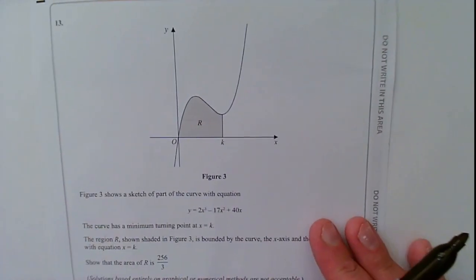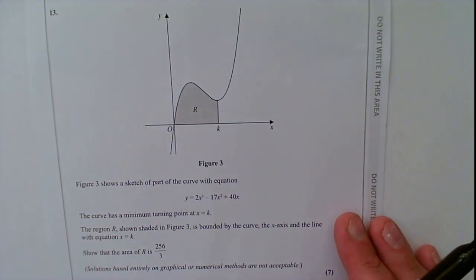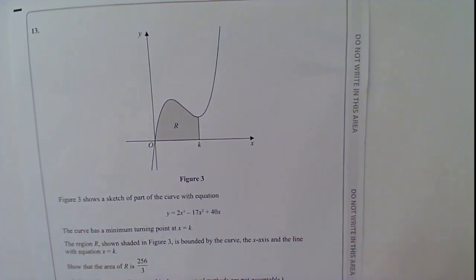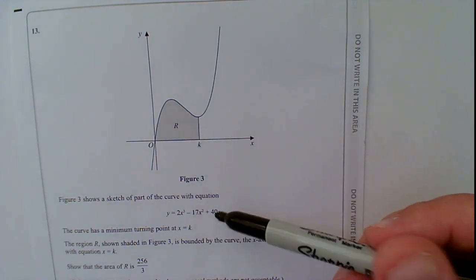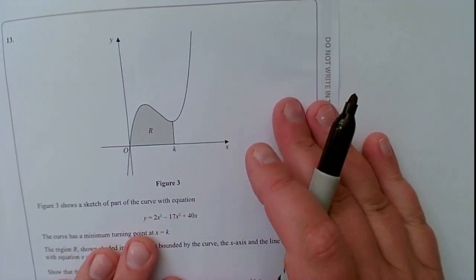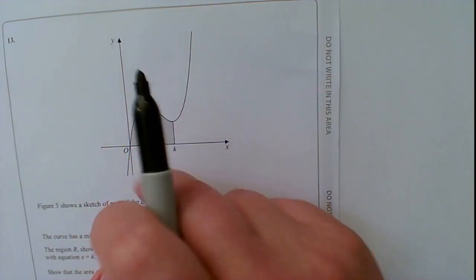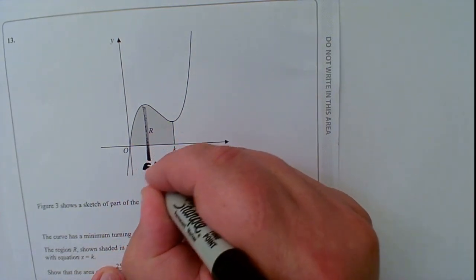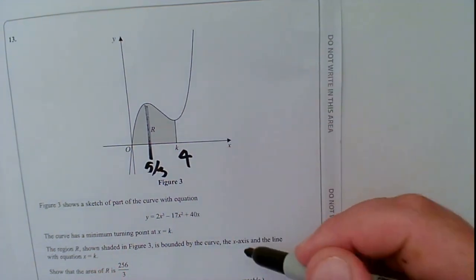Question 13 is your question about area under graph. It's an integration question. I think most of us were okay with it. It says we've got a turning point there, so we needed to differentiate this and set it equal to 0. You should have had a turning point at x equal to 5/3, if my memory serves me correct, and this one was 4. So that bit was done pretty well.